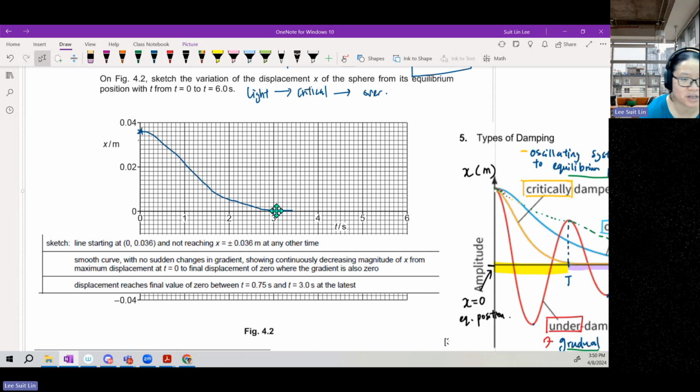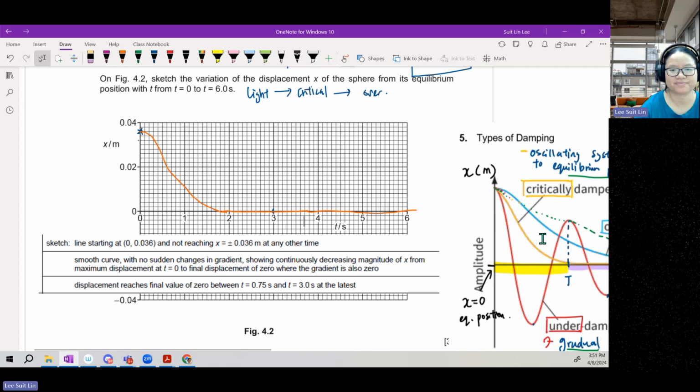So even before it gets time to reach the period, it will take a faster time than the period because it wants to return to equilibrium position as soon as possible. Then after that, you just draw a flat line, just dies. But the gradient should be zero. No sudden changes in gradient. Then you just bye-bye. Flat line.